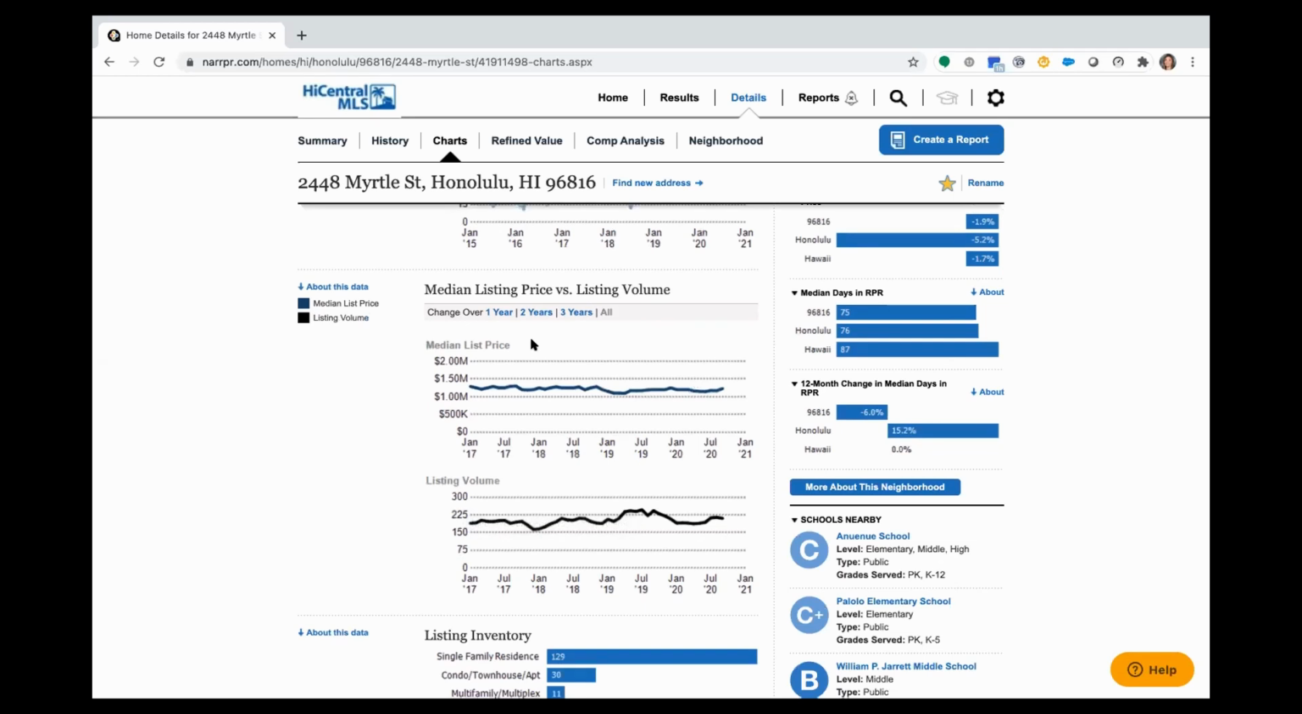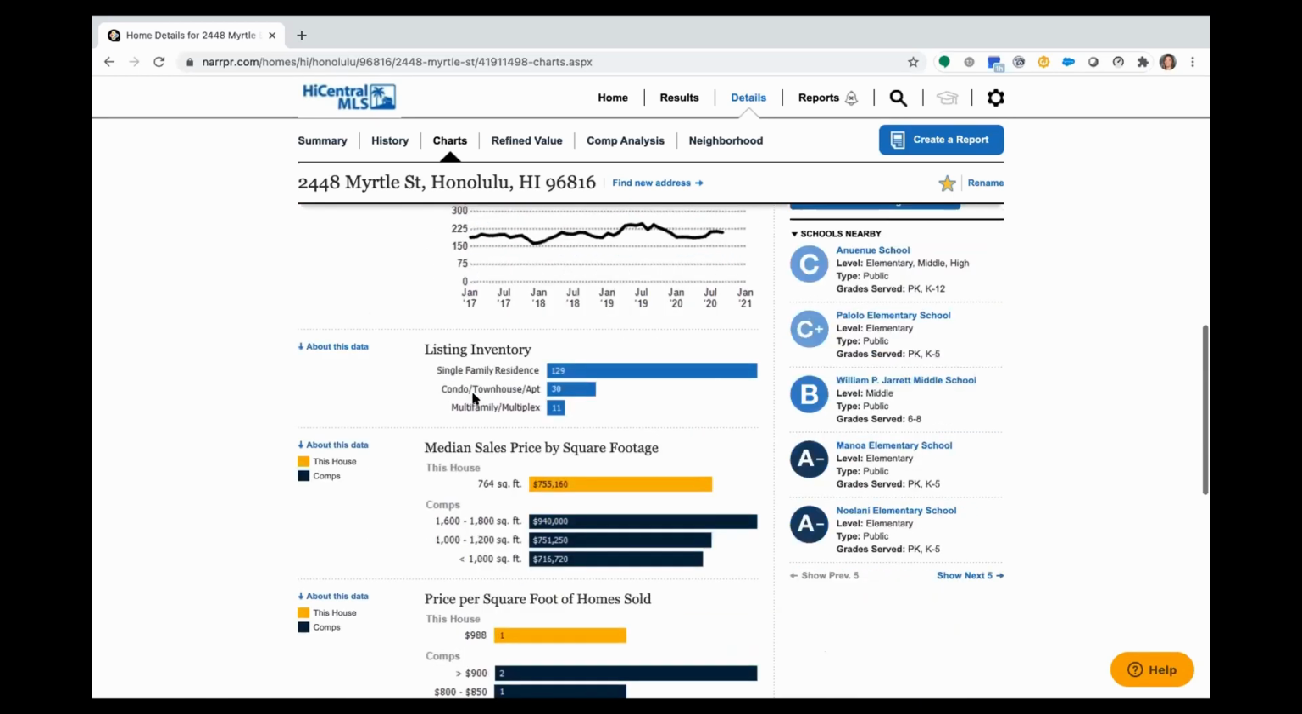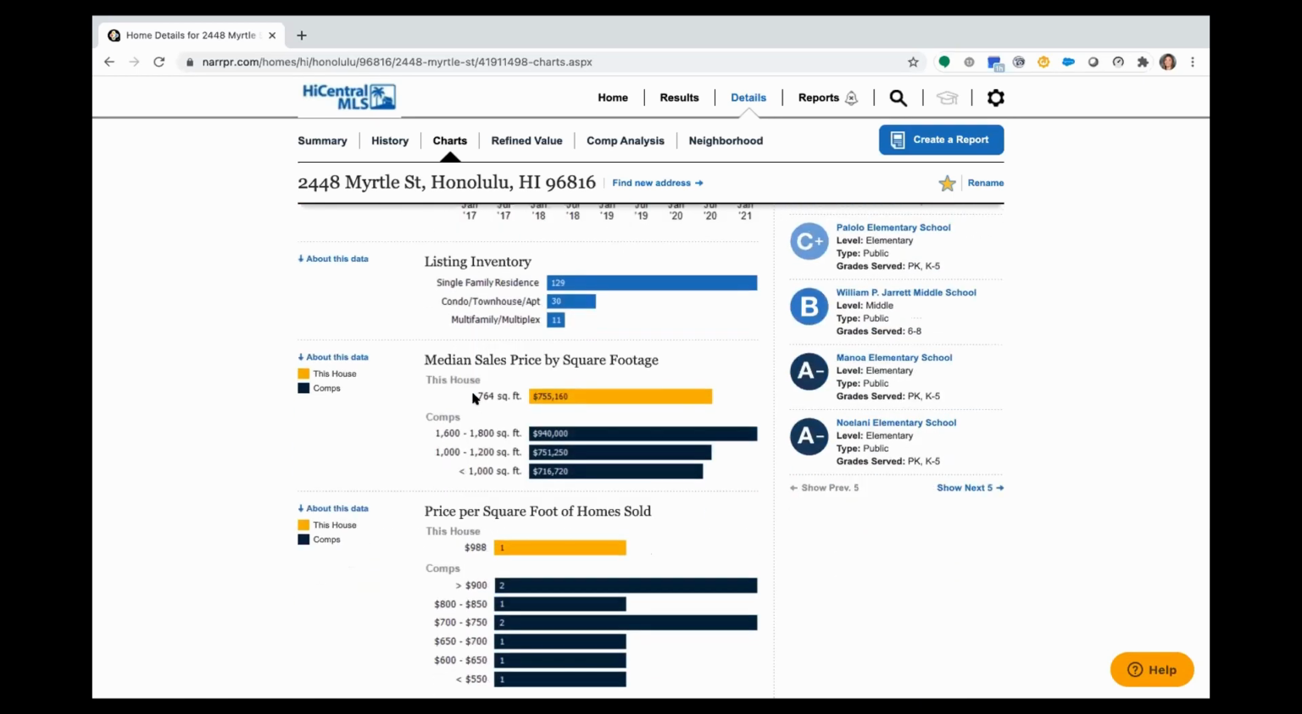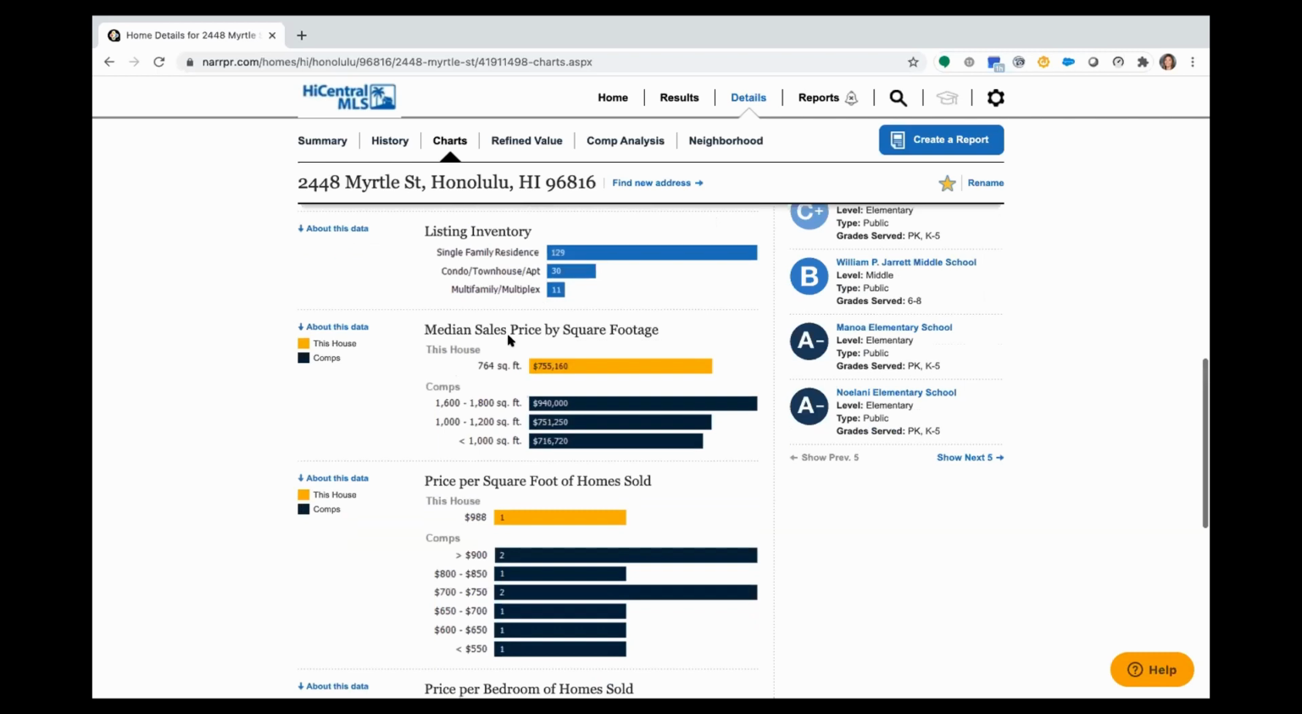Again, you have list price versus list volume, and then you just get that snapshot of what's going on with the inventory and how this house compares to the other properties in the market. So you get that quick snapshot. There's 129 active single family homes listed in the zip code. They're not all comparable properties. It's just total inventory. And then you get the trend with the condos and the multifamilies as well.